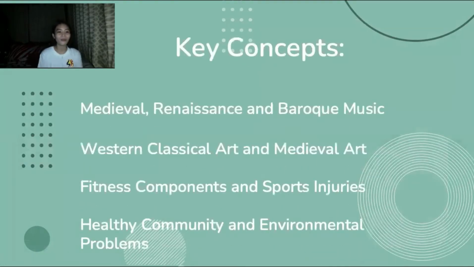Okay, so before we start, let us first have a quick throwback about the different key concepts in our previous sessions in MAPEH 9, starting with music. Do you still remember that we talked about medieval, Renaissance, and Baroque music? Very good. In arts, we talked about Western classical art. What are those? We have four: the prehistoric, the Egyptian, the Greek, and the Roman art. While in medieval, we talked about three. Those are the Byzantine, Romanesque, and Gothic art.